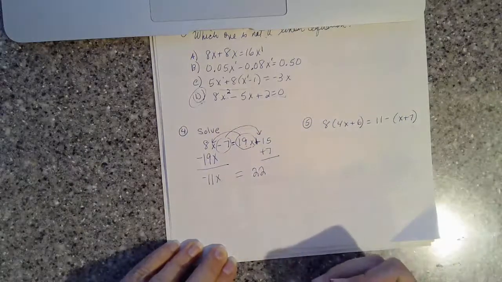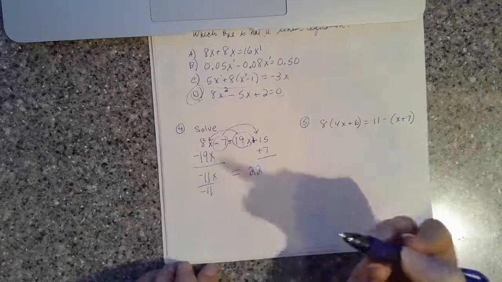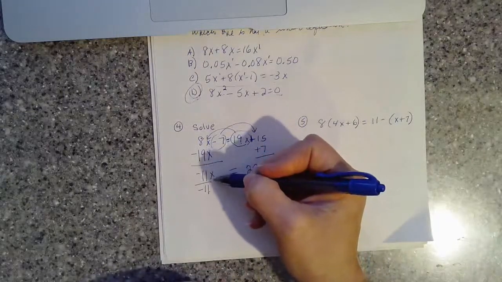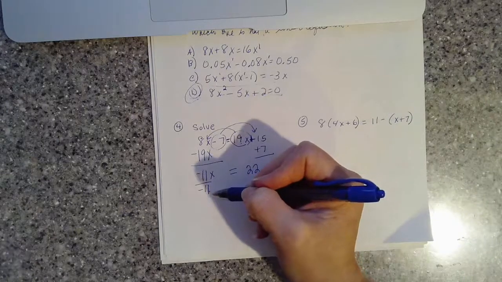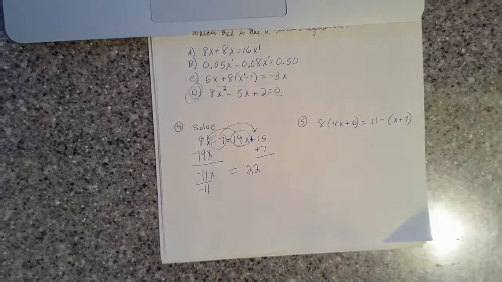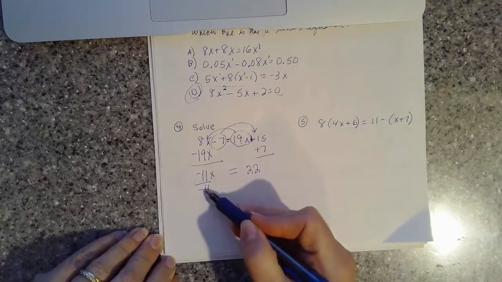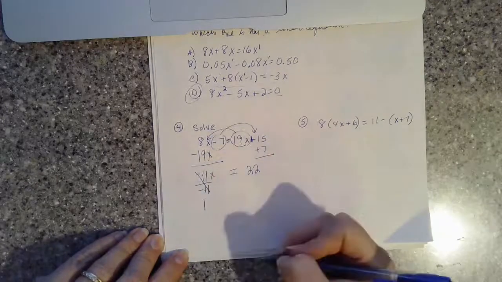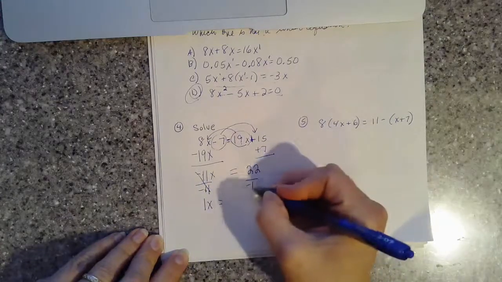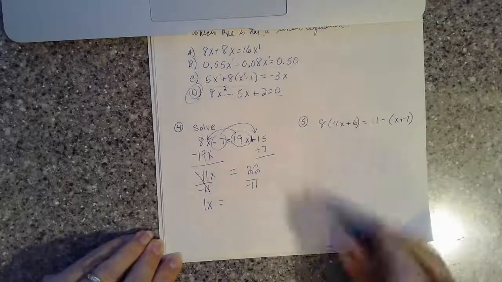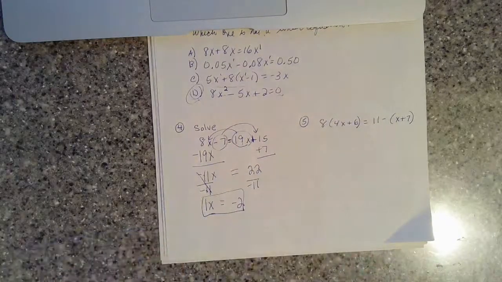Then you divide by what's with your variable. You divide by the exact same number, because what you're trying to do is create a 1x, and that's how you find x. You're always looking for that x answer. So x is really 1x, positive 1x. How do we make this positive 1? Negative 11 divided by negative 11 makes a positive 1x, or just x. Then what you do to one side, you do to the other side. So when we divide by the negative 11, 22 divided by negative 11 is negative 2. X is negative 2.